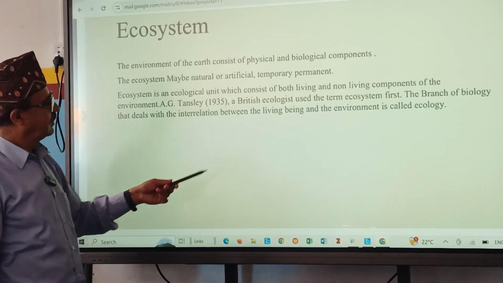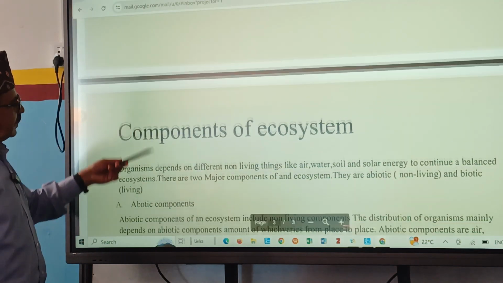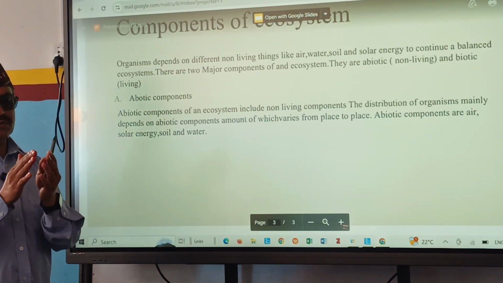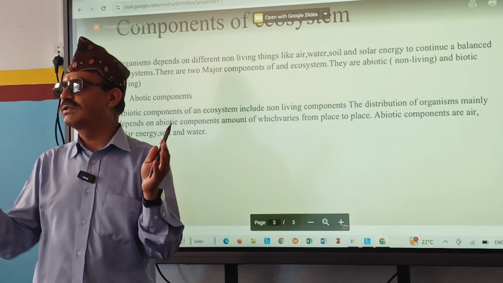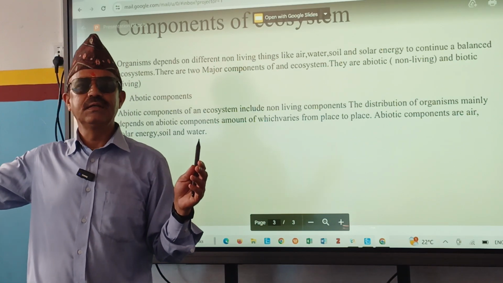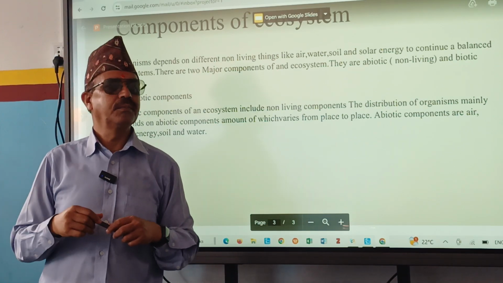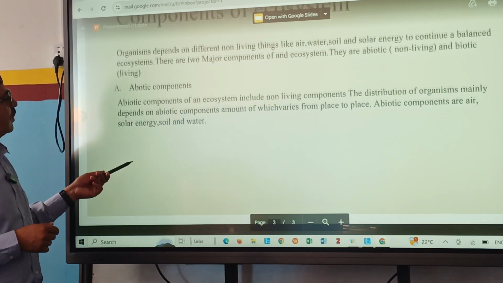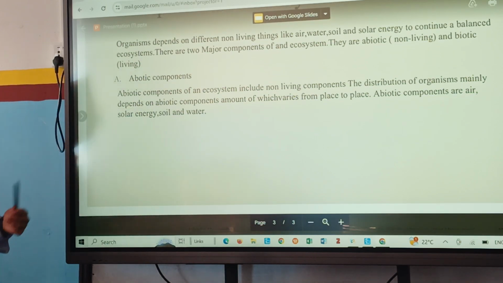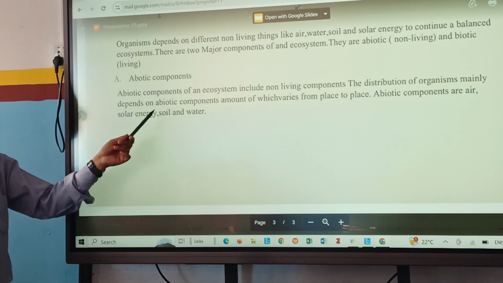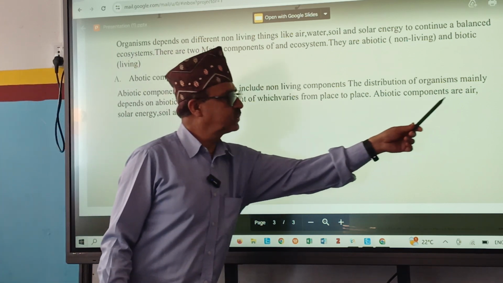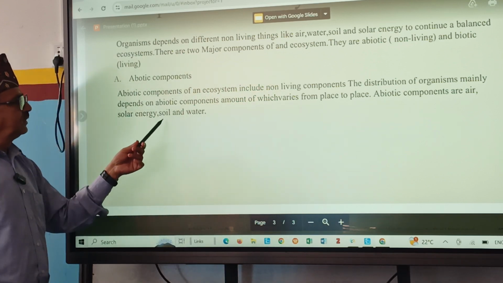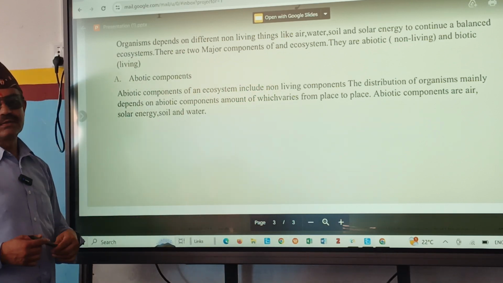Now next is the components of ecosystem. Ecosystem components can be categorized into two types. What are they? Abiotic and biotic. Living components are biotic components, non-living components are abiotic components. First we are discussing abiotic components. There are four abiotic components: air, solar energy, soil and water.